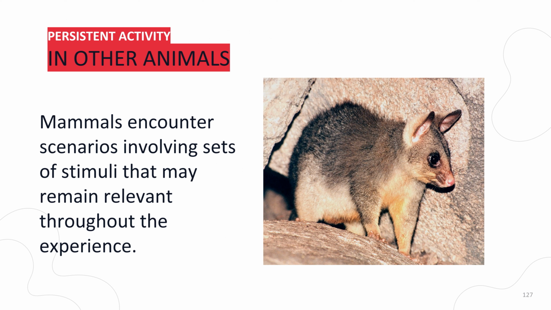Mammals encounter scenarios involving sets of stimuli that may remain relevant throughout the experience. A fish may not, but a squirrel would. In order to understand such a scenario, it's necessary to maintain mental representations of the pertinent contextual stimuli during the experience, and even afterward. With their big association cortices, mammalian brains are well equipped to do this.